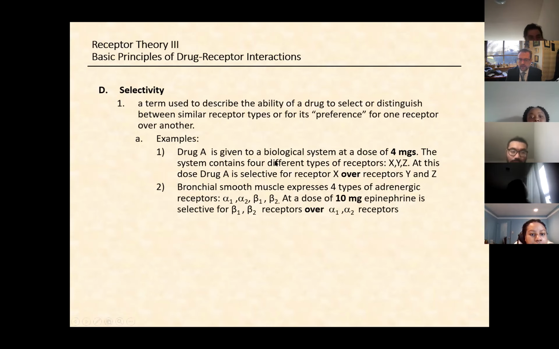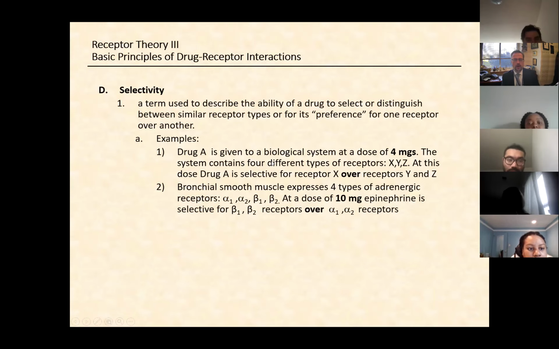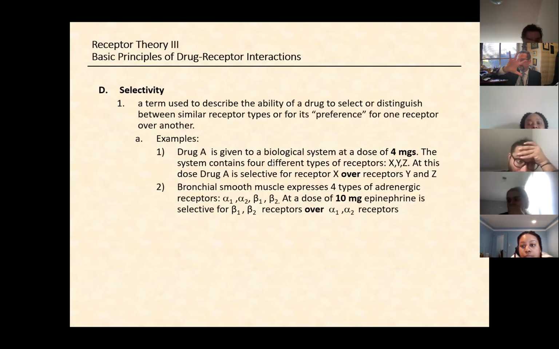So one of the analogies that I gave you guys was that pretend you're a drug molecule and you enter into a large crowded room and you're looking for your significant other in that large crowded room, okay? And you're able to scan the room and you see your significant other there, and you're able to go over and interact with them. That means that you are able to select or distinguish your significant other from everybody else in the room, okay?